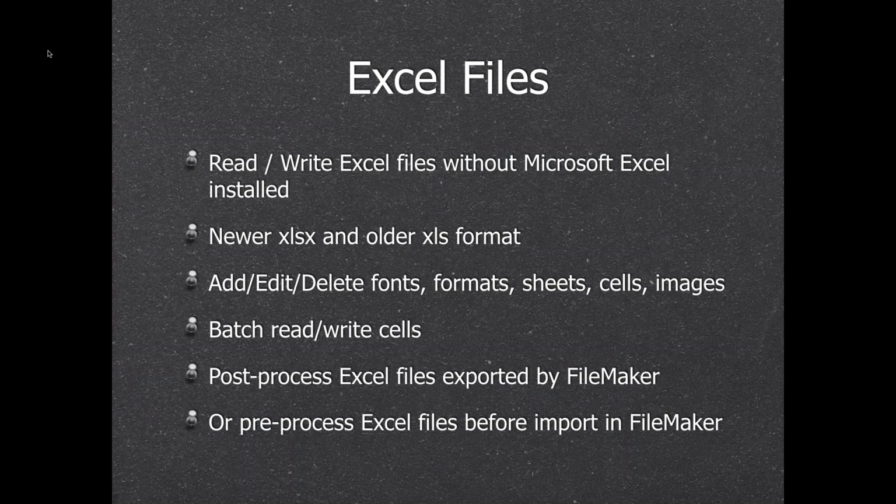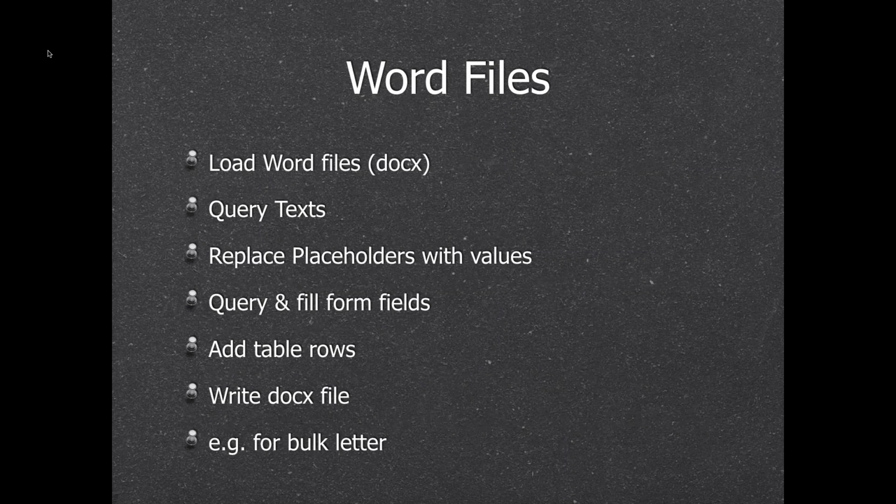Then we have functions for working with Excel documents, where you can read and write Excel documents in the older and the newer format. You can add, edit, delete fonts, formats, sheets, so you can post-process the files after FileMaker exported them or pre-process them before FileMaker imports the files. And we got functions to read and write big blocks of data in one call. Then we have functions to work with Word files, where you can query text and replace placeholders with values and save the new doc file to the disk.